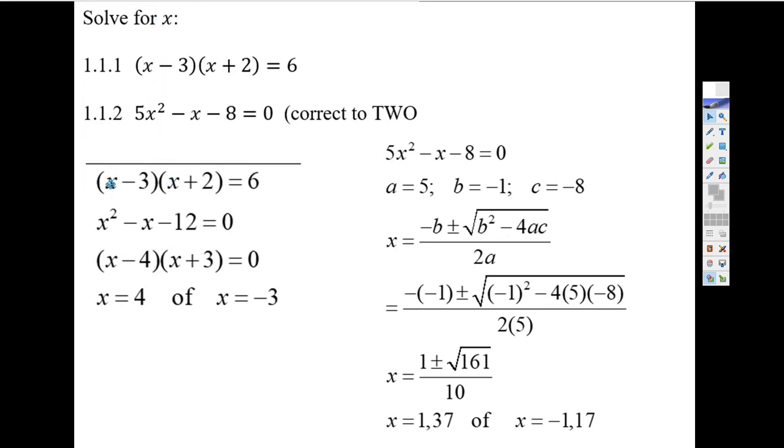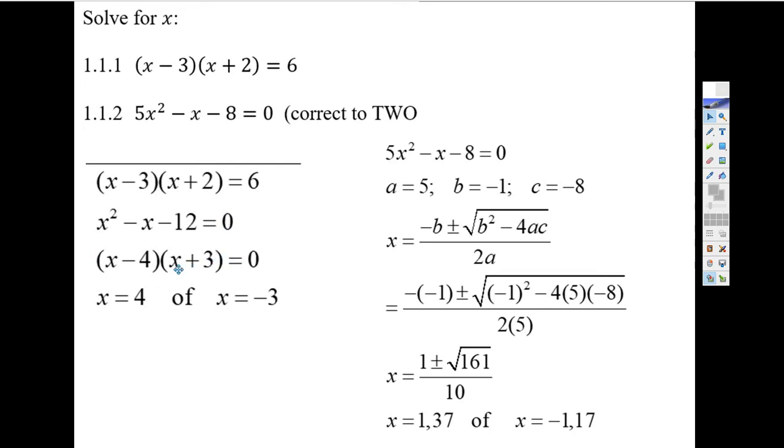So you look at this thing, you've got to multiply this out. You've got to go x squared, and then minus 3x plus 2x. That's minus x. And then minus 3 times 2 is minus 6, but you have to subtract this 6. You've got to put it in standard form, make a 0 there.